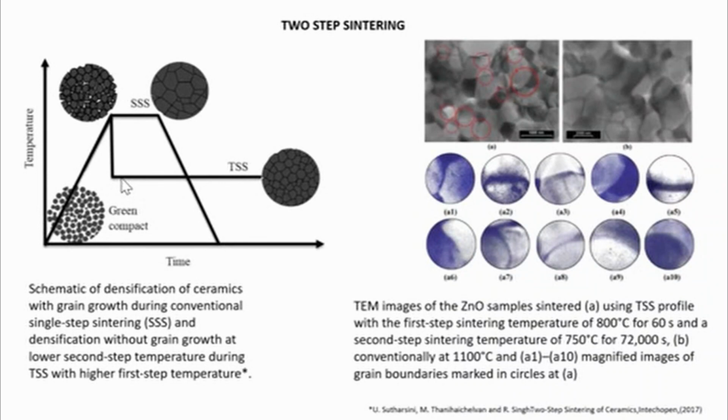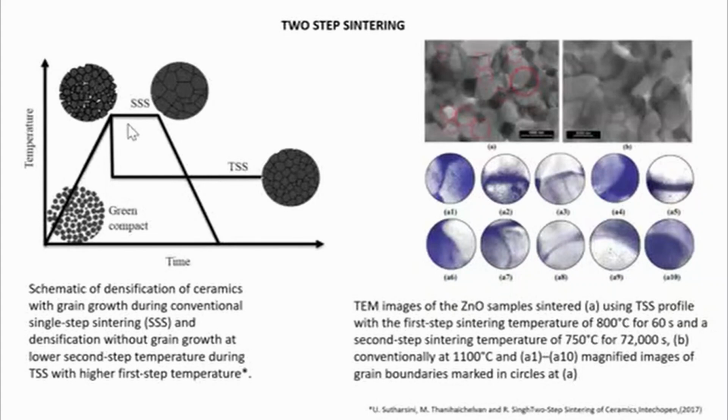At the end of the first-step sintering, the sample must reach a critical density, so that the densification is active in the final sintering step. This critical density depends on the material.